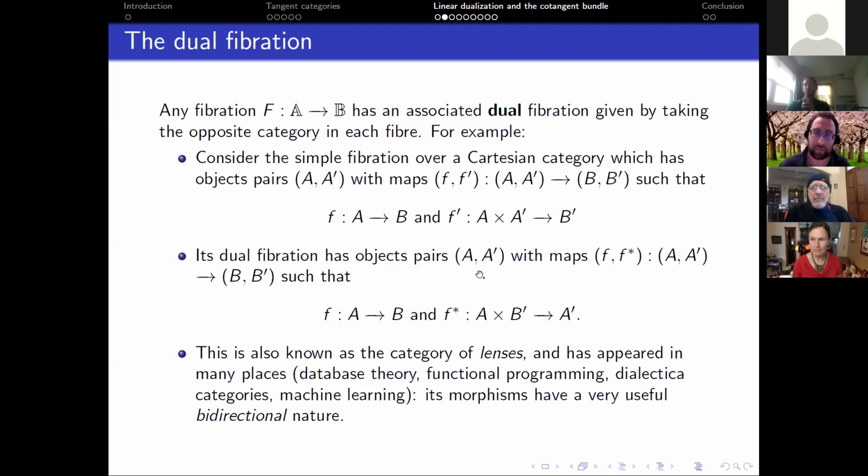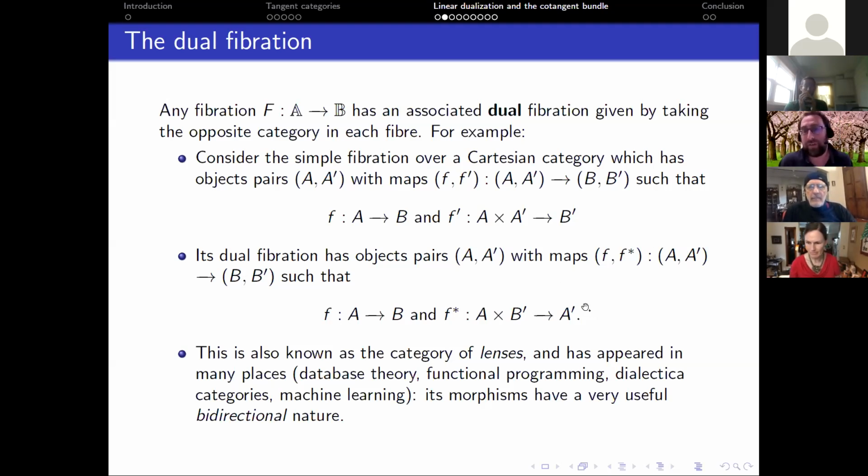They have pairs of maps with one map going forward, so it goes from A to B, but the second map kind of having a forward and backward nature to it, where it takes in an object from A and an object from B prime, something from the codomain, and gives you something back in the domain.